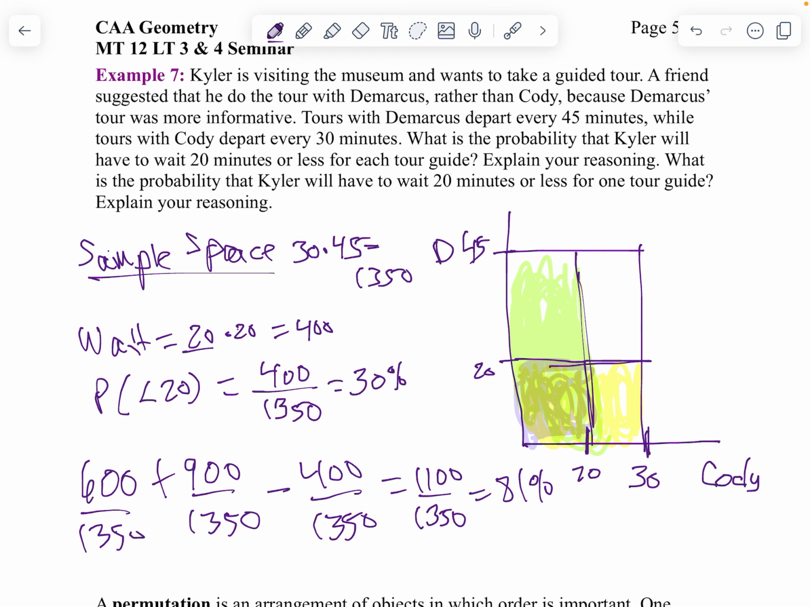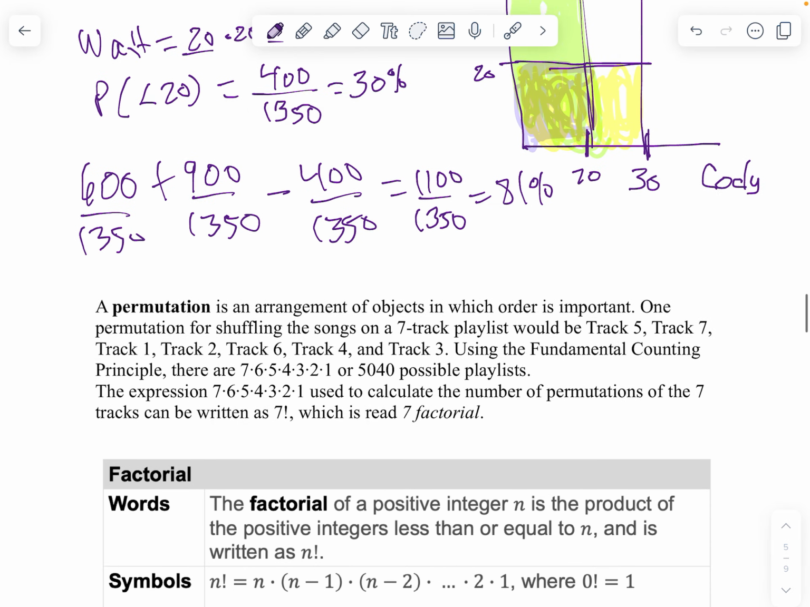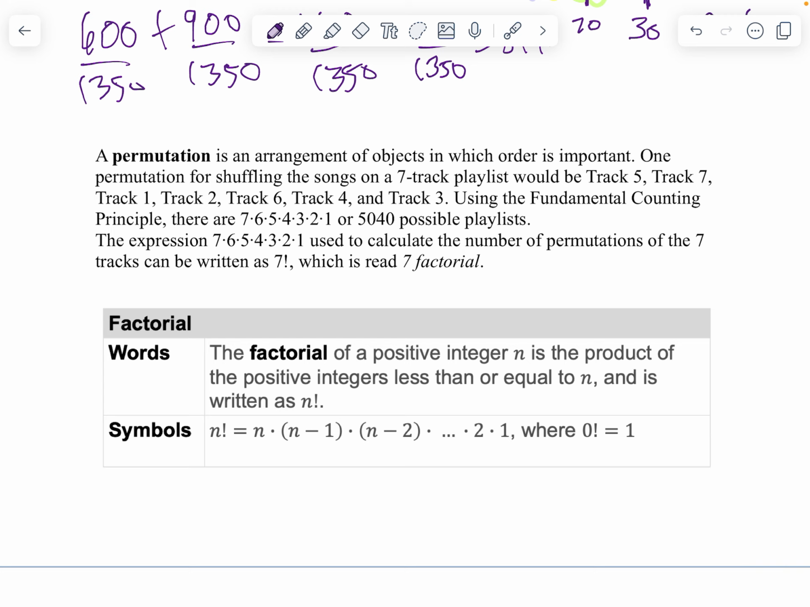I think that's it for that one. A permutation is where the order does matter. So doing track 5 and track 7 on a mixtape is different than listening to track 7 and track 5. That's what we're saying. So the way to do that, if I have 7 tracks, for my first play, I have 7 choices. Then I've already taken one of them, so I have 6 choices, and 5, and so on. So 7 times 6 times 5 times 4 times 3 times 2 times 1, that's 5,040.